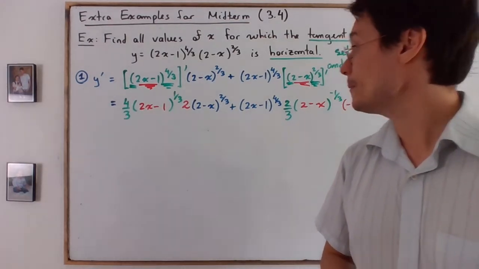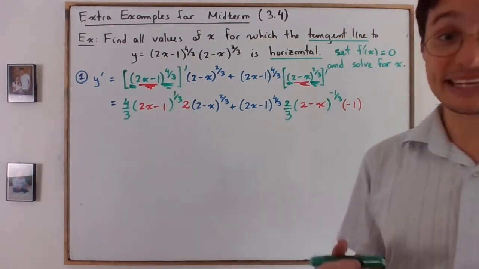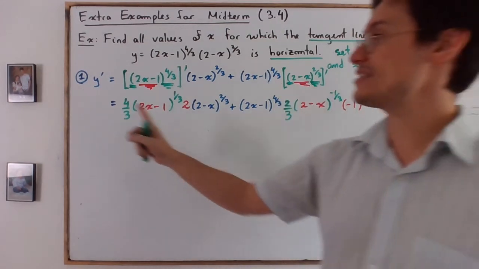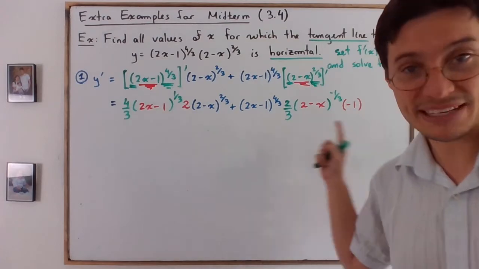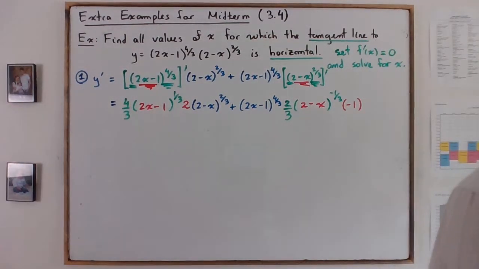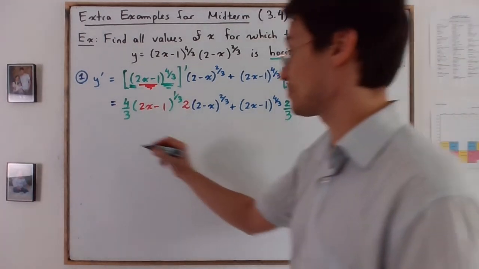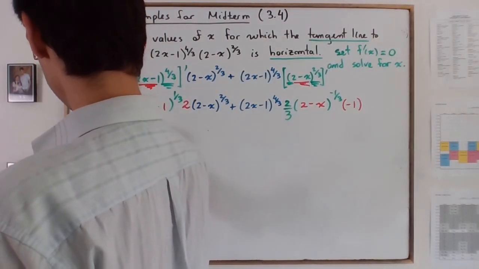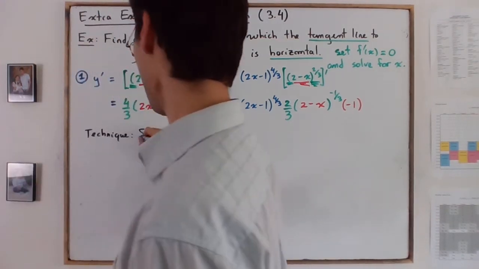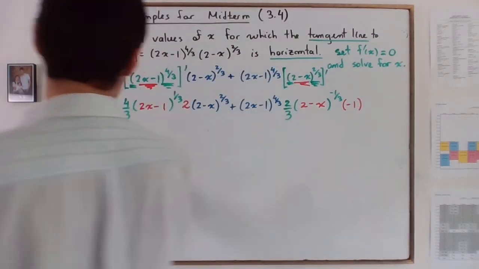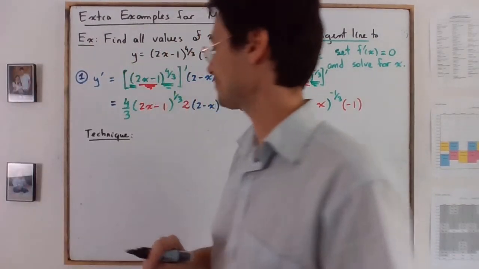Now we will use a technique, because don't forget that you have to set the derivative to 0. So you have to solve this big thing for x. Not easy, not easy. So here's where the technique comes into play. The technique is called simplify. Well, actually, it doesn't have a specific name, so I'll just say technique.